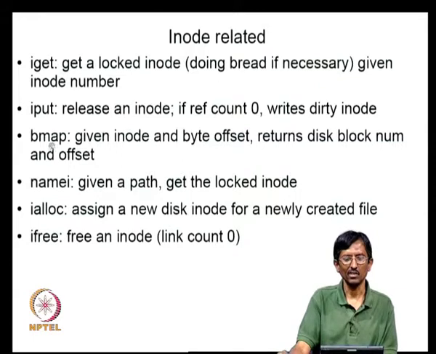And this can be delayed, or it can be done immediately, depending on the seriousness of the issue. One other important one is bmap, which given an inode and byte offset returns the disk block number and the offset corresponding to it. And there are a few things like inode allocate and ifree. Again, all these things, just like block allocate and deallocate, also have to go through some logging in case it is a logging based file system. Now namei is a slightly longer one. Given a path, it gets the locked inode. You have to parse each of the components of the name, and then keep traversing the file system hierarchy. So it's a fairly long operation.